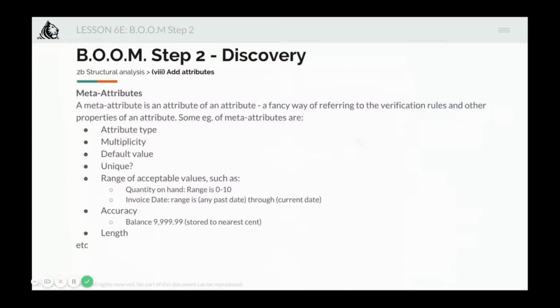Then the accuracy of calculation. For example, if you're doing a financial app or financial product, you'll typically expect a very high accuracy, or anything concerning health, you would expect a very strong accuracy, right? What is the length? What are the dependencies? And you can just go on. But essentially, these are the meta attributes of an attribute.